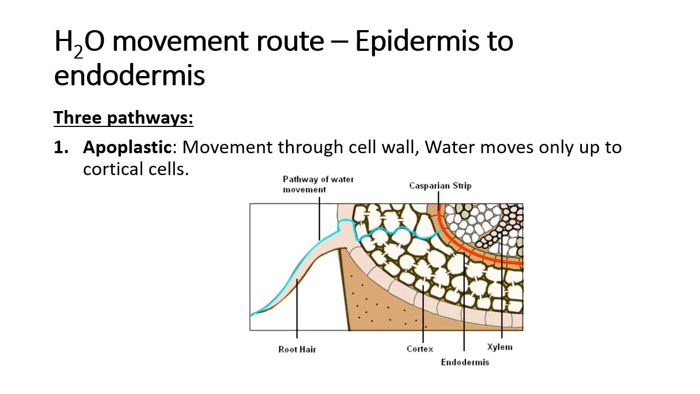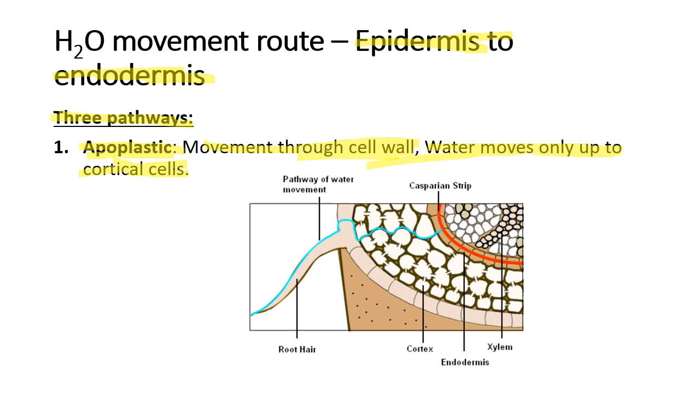So up to now, we have briefly discussed the mechanisms involved in the absorption of water. Now we are going to discuss the three pathways involved in the movement of water molecules from epidermis to endodermis. The first pathway is the apoplastic way of movement. In this movement, the water moves through the cell wall alone. But the only problem with the apoplastic pathway is that the water can only move up to the cortical cells.